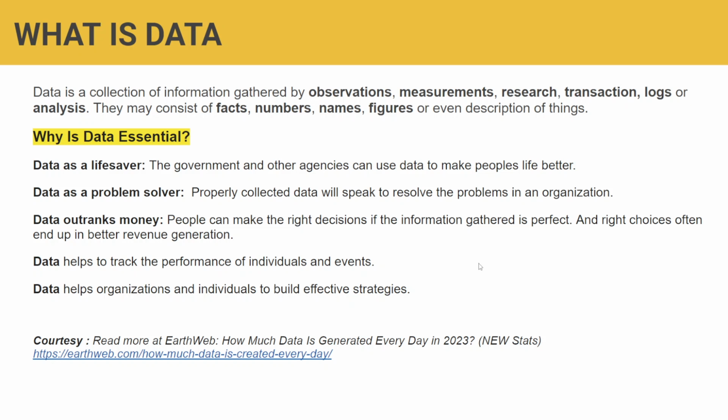We can even say that data outranks money. People can make the right decisions if the information gathered is perfect. The way people make money with data is, nowadays we keep scrolling Instagram and Facebook a lot, right? Whatever we scroll, whatever attention we give to any post or any reel, in the background they will be collecting data, like what kind of content you like, what kind of emotions you have, and what kind of features you exhibit.